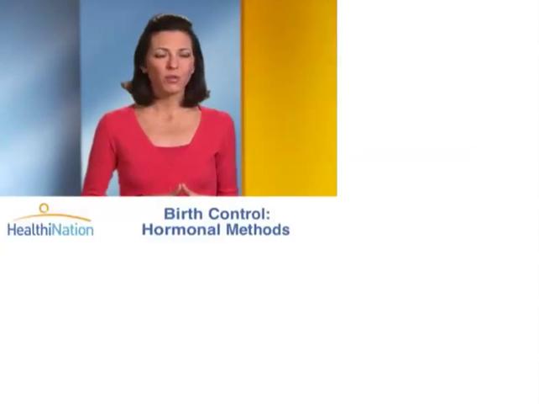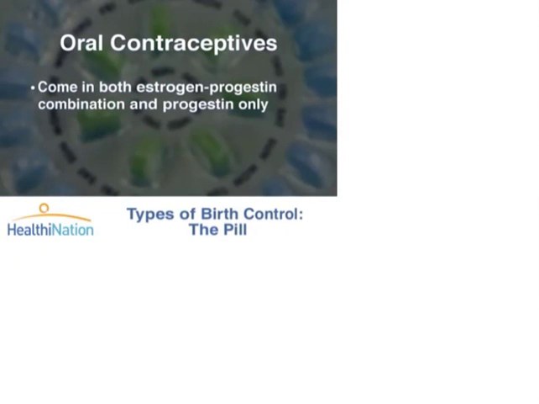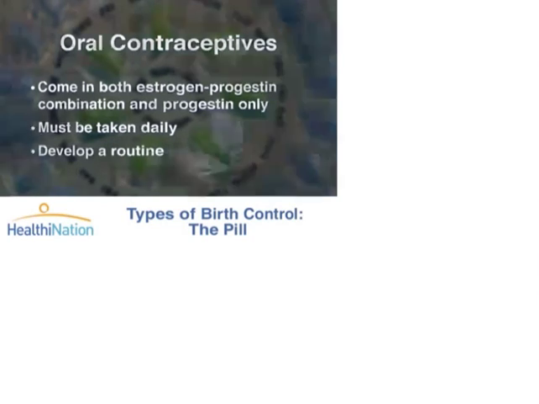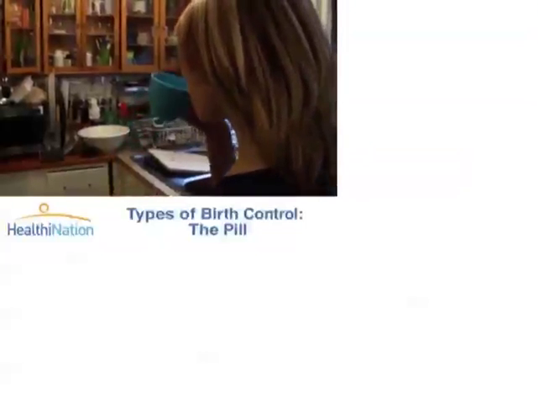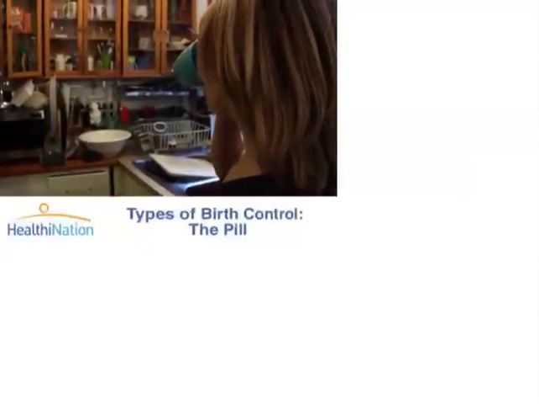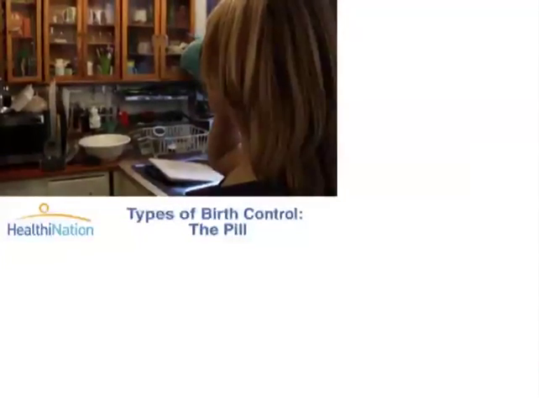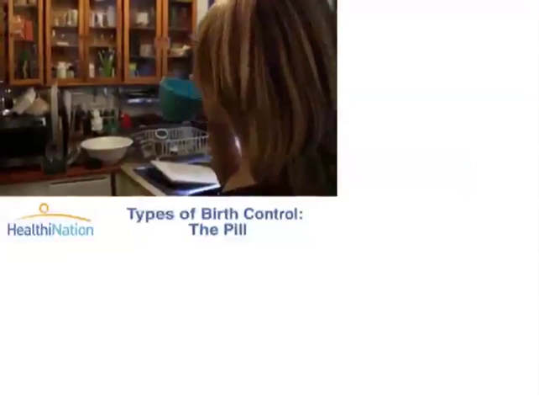Hormonal contraceptives require a prescription and come in a few different forms. Here's a breakdown on each. Oral contraceptives come in both an estrogen-progestin combination and as progestin only. Pills must be taken daily, so this requires some discipline and planning. It's a good idea to pinpoint a time to take them, say each day at breakfast or just before bed. This keeps the concentration of hormones constant and provides consistent protection.